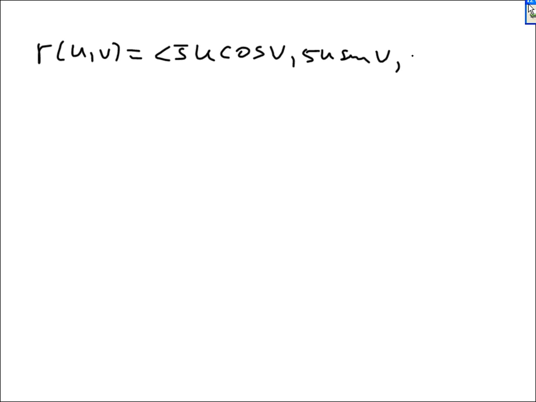In this problem, they want the same thing: find the area of the surface over the region that I'm about to give you. So R of u, v is equal to 5u cosine v, 5u sine v, u. And u goes between 0 and 4, and v goes between 0 and pi over 2, so it doesn't go all the way to 2 pi.